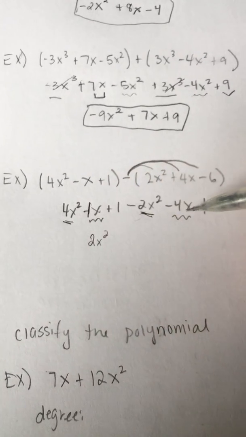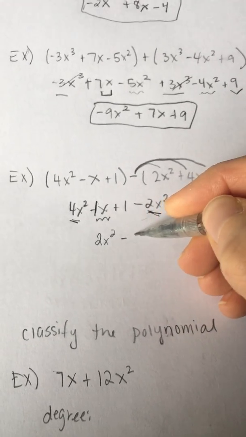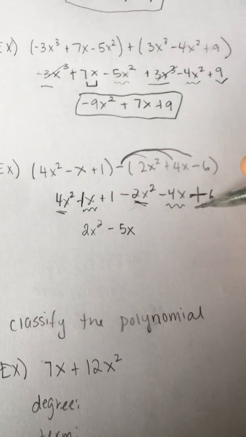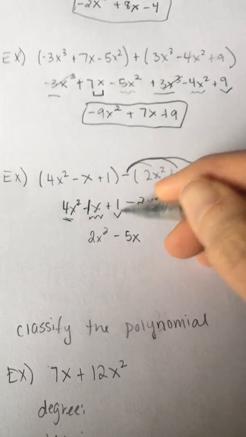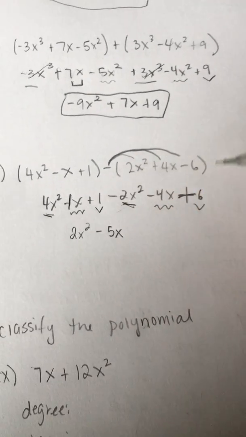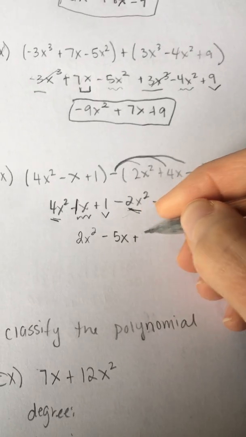Next terms, linear, linear. Anytime I don't see a number, I know it's a 1, so I have a -1 and a -4. Same signs, add and keep. 1 and 4 is 5. Keep it negative and keep the x. After linear, I'm looking for my constants. That's what we called these yesterday. Constant of 1 and a +6. 1 plus 6 is 7.